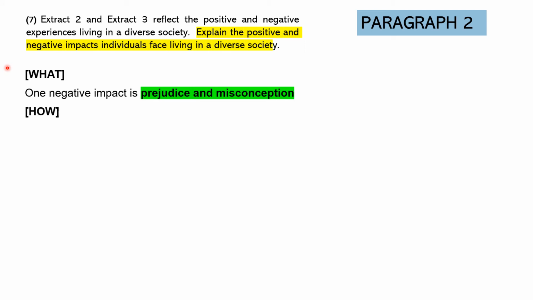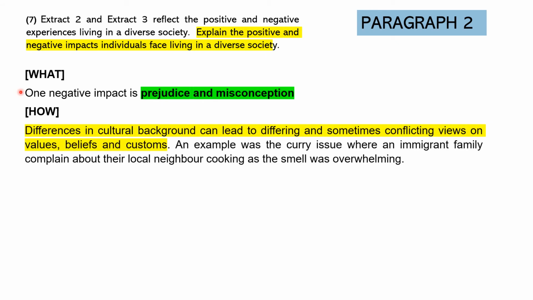And give an example of what is prejudice and misconception that has happened when we live in a very diverse society. So an example is there could be conflicting views on values and beliefs. Okay, any example? Give a good example. So I was choosing just one example to talk about the curry issue, where an immigrant family was complaining about the smell of curry that was too overwhelming.